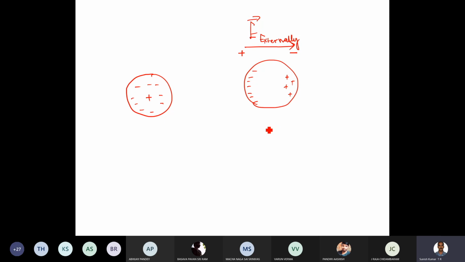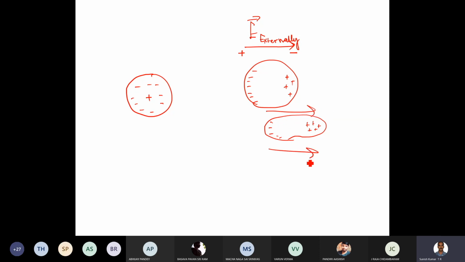So now the equilibrium is disturbed and the shape will look something like this: more negative charges on one end and more positive charges on the other end. This happens at the microscopic level, maybe at the atomic level. In a single atom, this will be the picture.